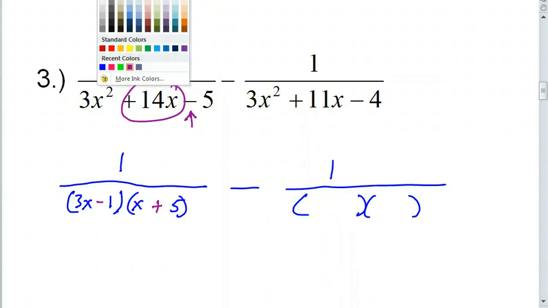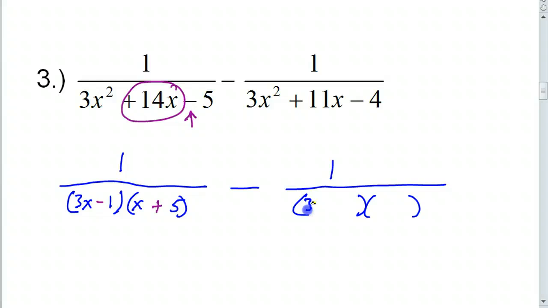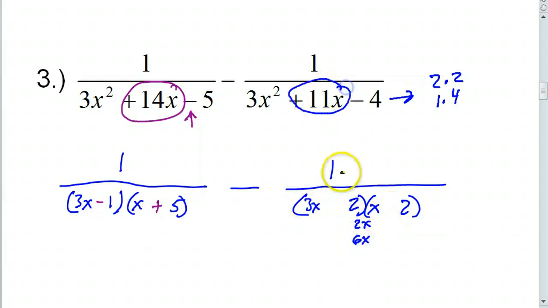3x squared, again, can only be 3x times x. I'll look at the 4. Now 4, it could either be 2 times 2 or 1 times 4. I'll try 2 times 2 first. Inner plus outer equals middle. Inner, I have 2x. Outer, I have 6x. I'm trying to get a middle of 11. It's not happening. Okay, so it must be the other thing. So I'm going to try the 1 and 4 instead.